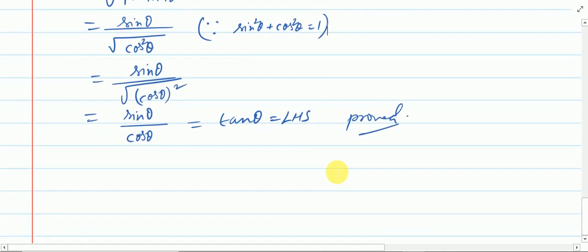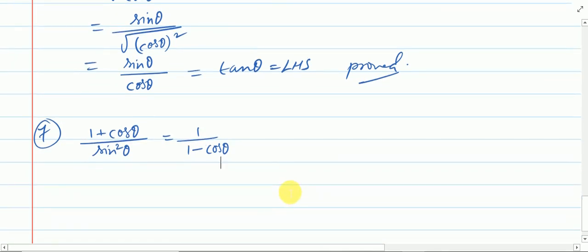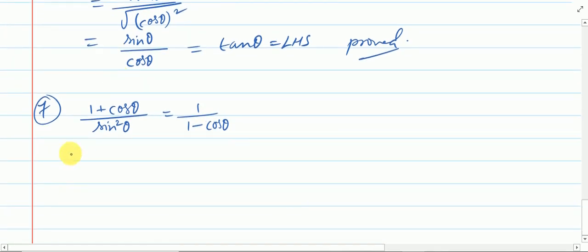Now let us see question number 7. It is 1 plus cos theta upon sine square theta is equal to 1 upon 1 minus cos theta. So here I will start with the left hand side. So the left hand side is equal to 1 plus cos theta.